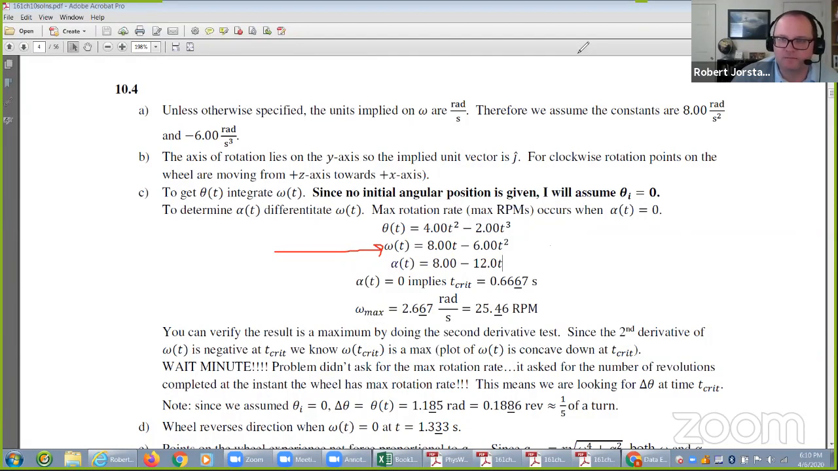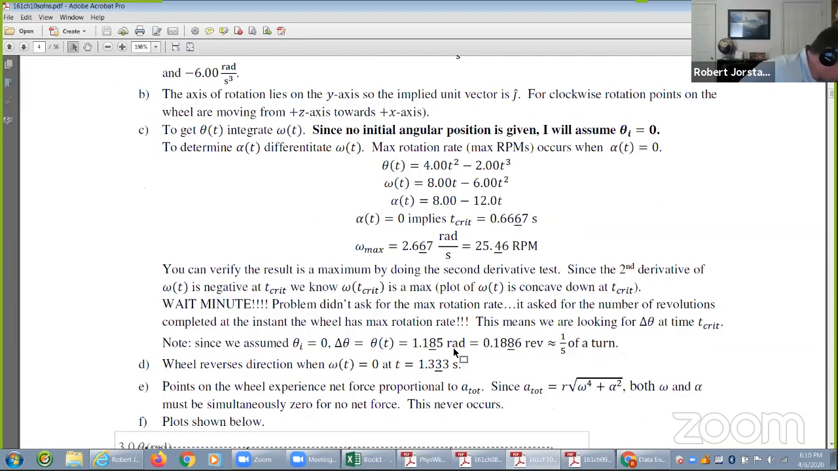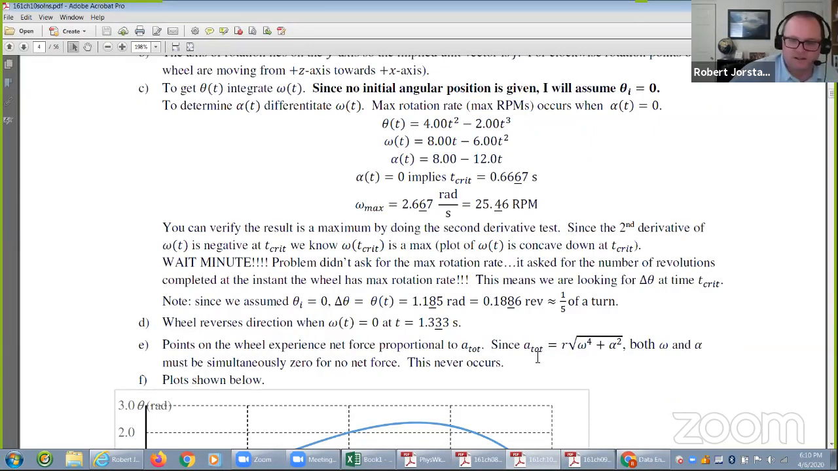So I'm going to clear that. And if we keep going, if you want to get the net force, you could get A total. A total is this, both. Okay, so let me read what it says. At what time do points on the wheel experience 0 net force? So if you're talking about net force, that's a sign, hey, get A total. And in this case, either omega is 0 or alpha is 0, but never both at the same time.